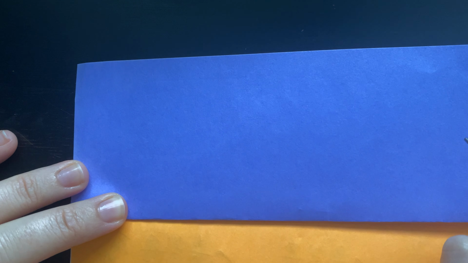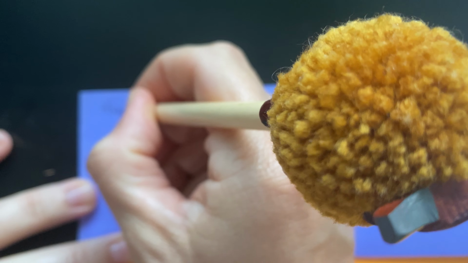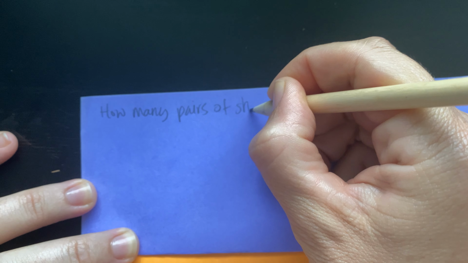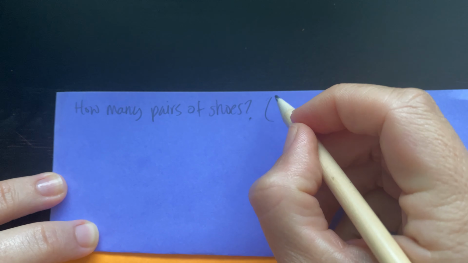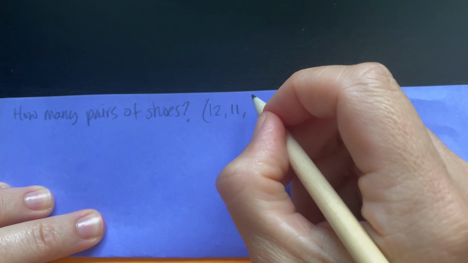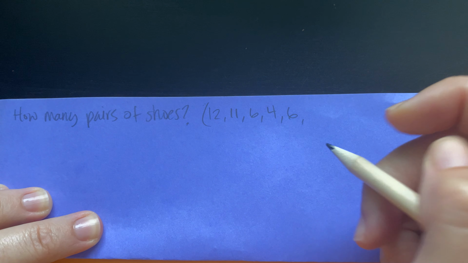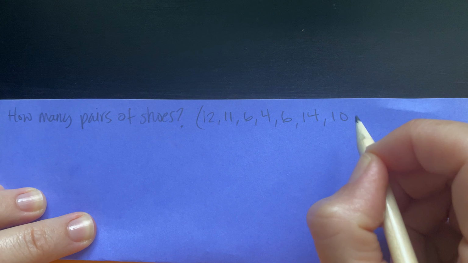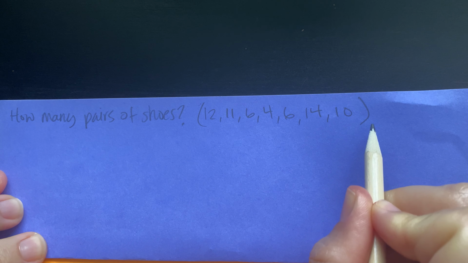So a set of data. For example, if I were to ask you, how many pairs of shoes do you have? So if I were to ask a group of people, let's say one person says, oh, I have 12 pairs of shoes. Another person says they have 11. One person says they have 6. Another person says they have 4. Another 6. Someone's a big baller and they got 14 pairs. And then another person has 10. So how many pairs of shoes do you have? Here's a bunch of numbers. This is my set of data, okay?